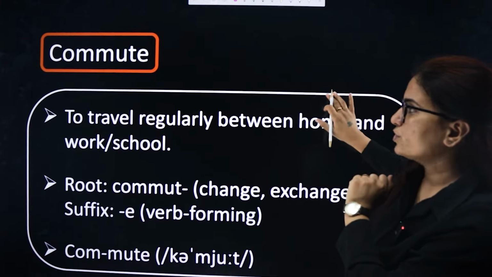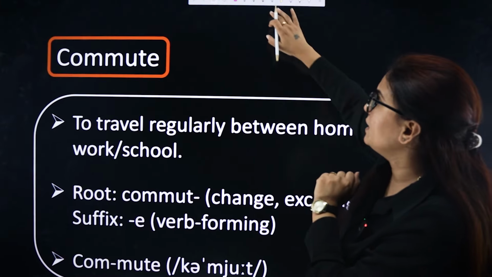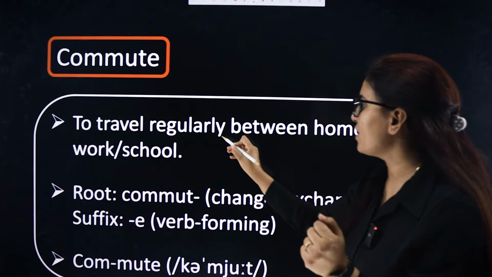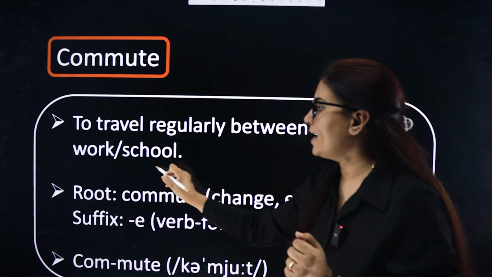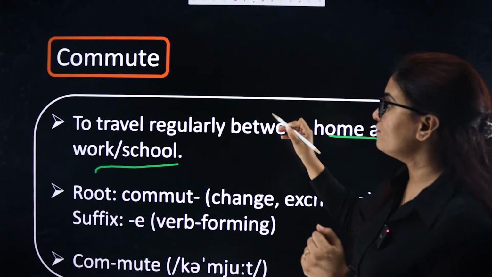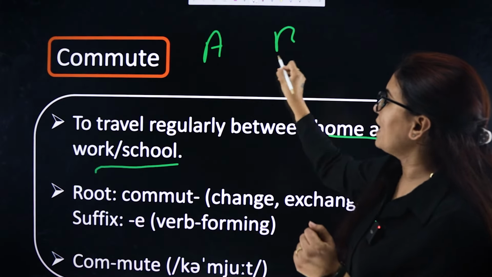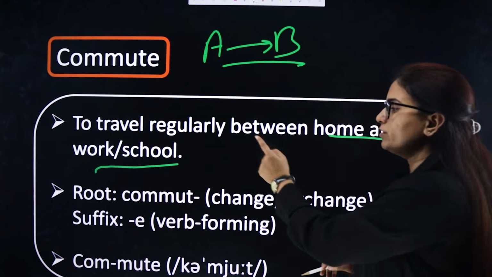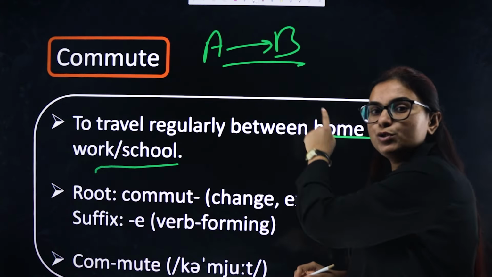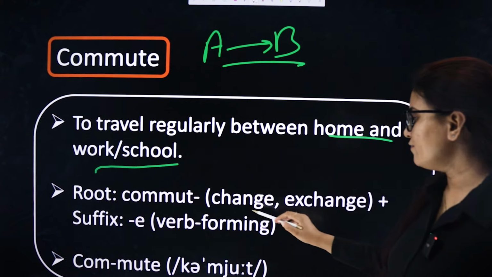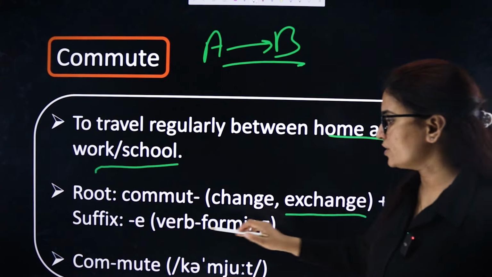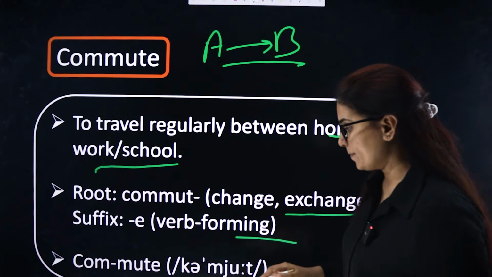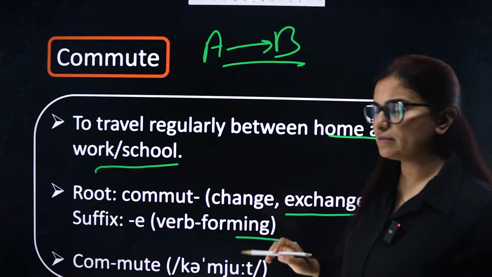Next word is commute. This is a very good word to be able to use every day. Commute simply means to travel regularly between home and work or school. When you have to go from A to B and you do it every day, this is your commute. Commute is derived from a word which means exchange, and it is a verb, to go from one place to another. The pronunciation is commute, as simple as that.